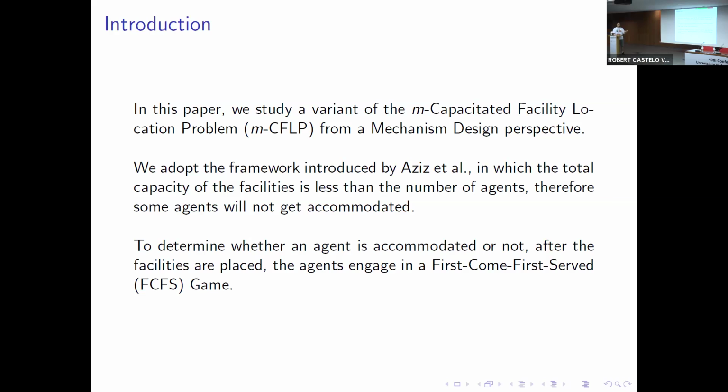This is another framework in which you open up the facilities and then decide which agents go where. We are letting the agents freely select where they want to go. To decide which agents get allocated by a facility or not, we model the selection using a first come, first served game, which means basically that the agent that comes first to a facility that is not saturated can get accommodated by the facility.